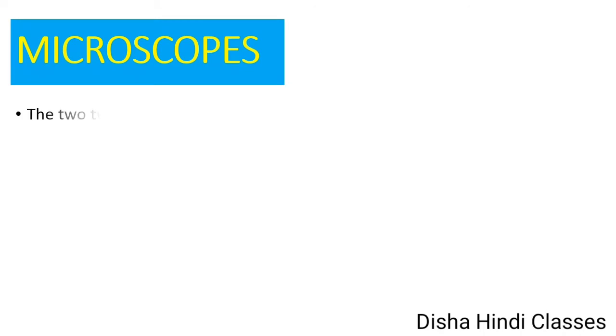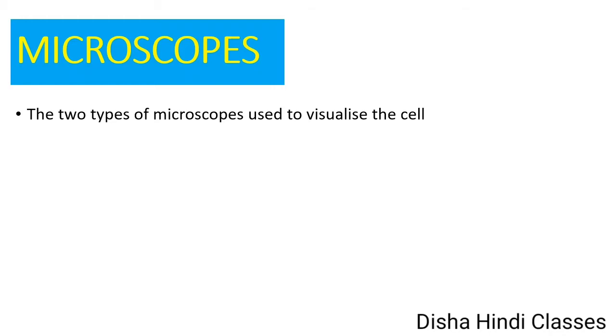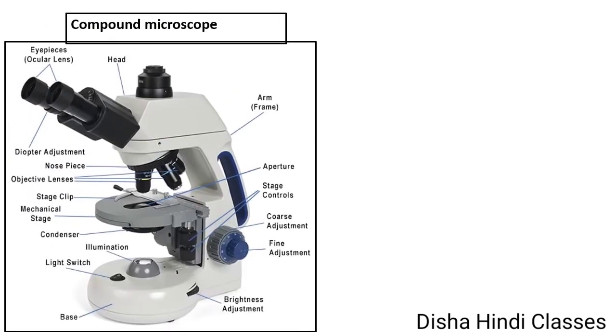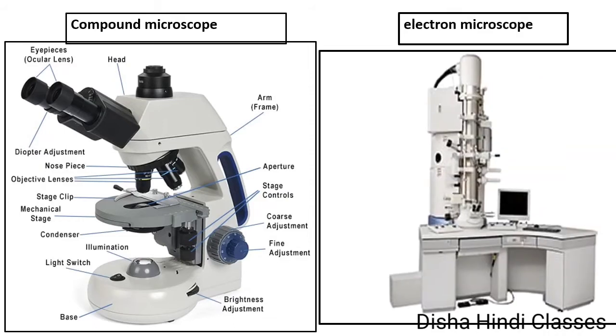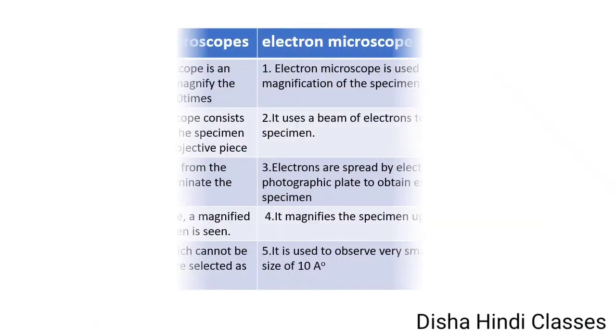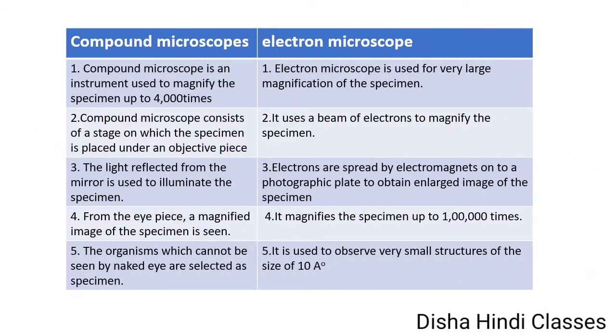Microscopes. The two types of microscopes used to visualize the cell are the compound microscope and the electron microscope. Compound microscope is an instrument used to magnify the specimen up to 4000 times. Here, the electron microscope is used for very large magnification of the specimen.